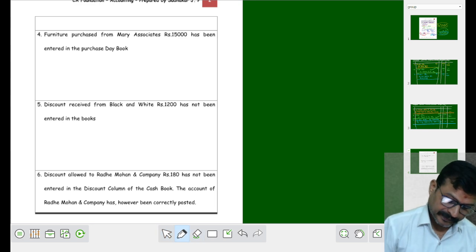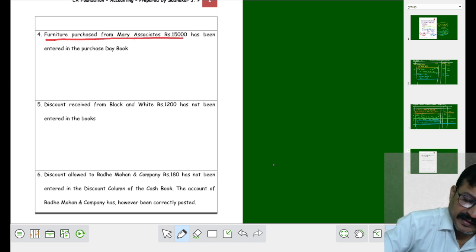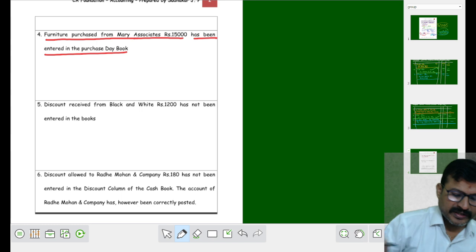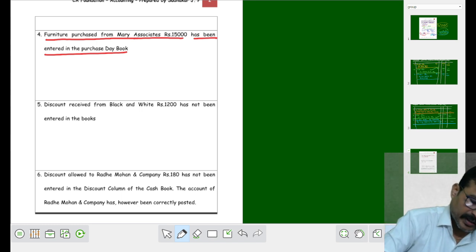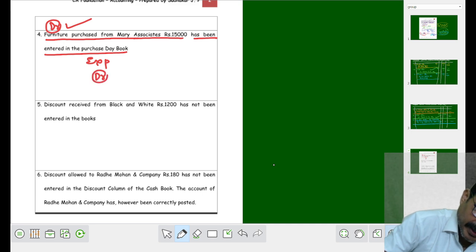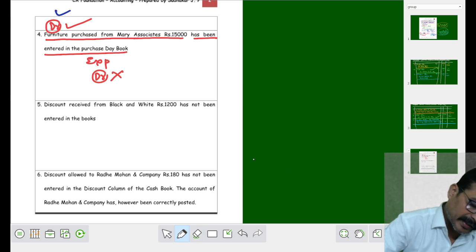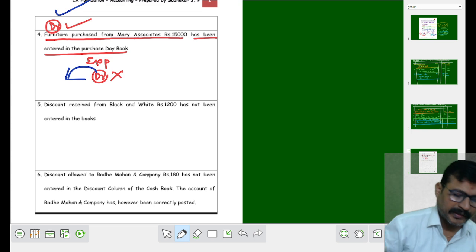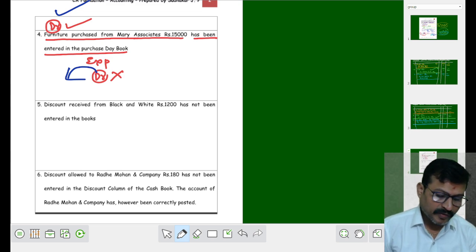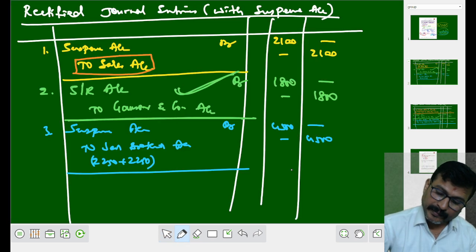See what happened here. Furniture purchased from Mary Associates has been entered in the purchase day book. What was purchased? Furniture. Furniture means asset, it is to be debited. But you have taken it in purchases. Purchases means expenses, so it is a wrong debit. Now what is your rectified entry? Keep the correct in the same place, shift the wrong in the opposite place. Now what is your entry? Furniture account debit to purchases account. Very simple, right? The entry number is 4.